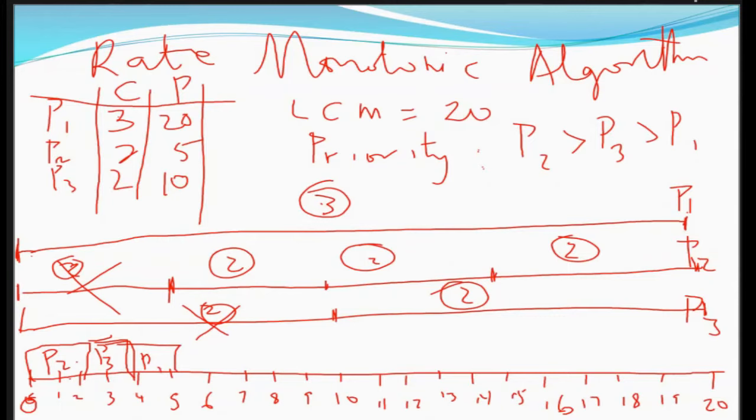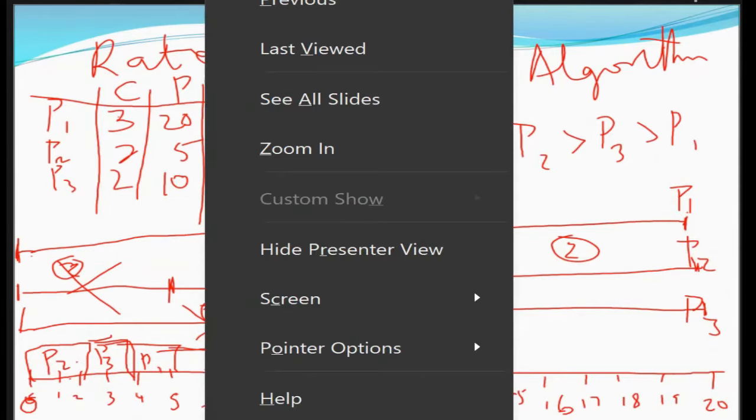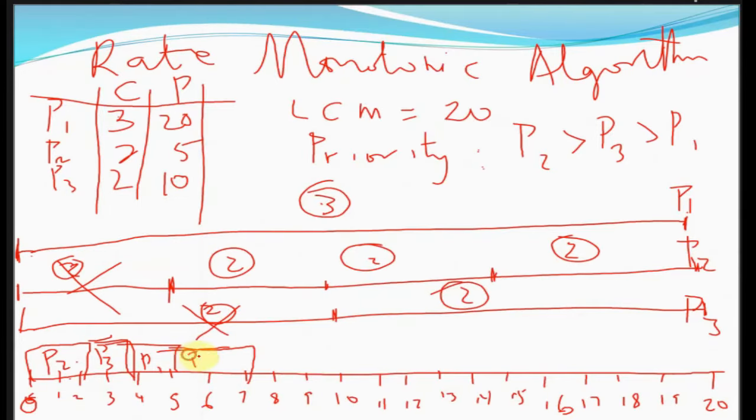So we are going to execute 2 units of P2. Is that also? So we go like this. Okay, sorry about the drawing. So that means 6, 7, and here will be 10. Now P2 in this cycle is dead. We are done.